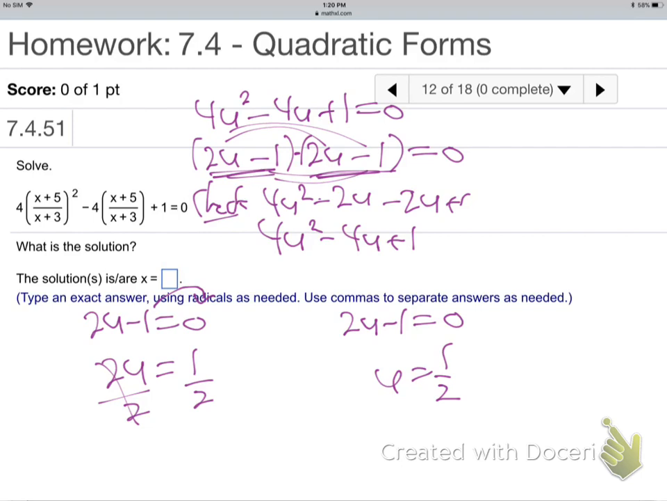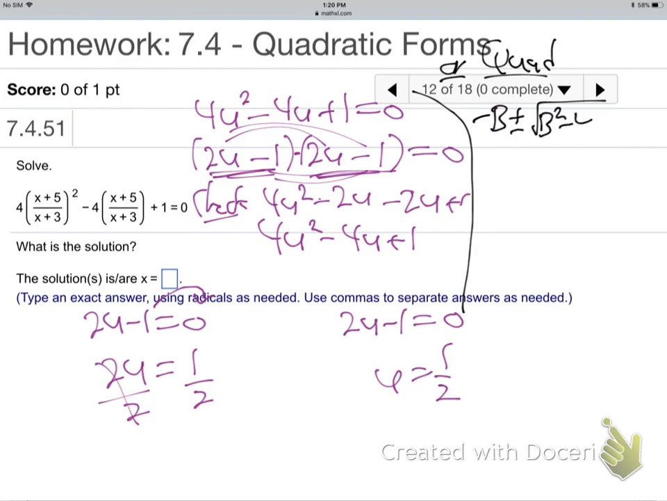Right, if you did that instead, you could have done that. Do you guys prefer the quad? I know some like one way, some like the other. If you did the quad, I'll say, the negative b plus or minus the square root of b squared minus 4ac all over 2a.